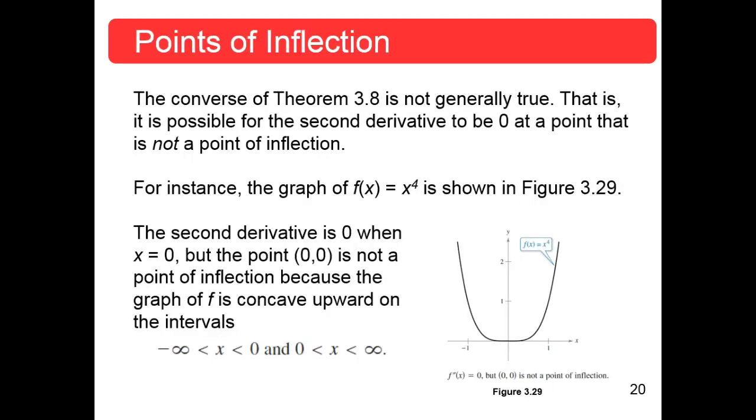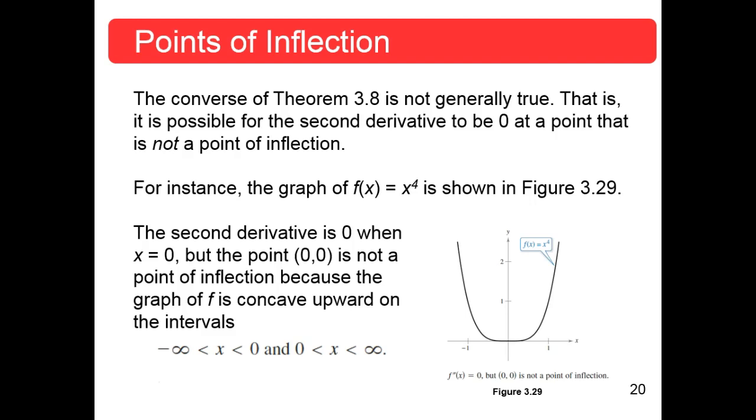Now, as I pointed out when we had it, the converse of theorem 3.8 is not generally true. Just because you have a second derivative equals 0 or a place where it doesn't exist, that does not mean that those are points of inflection. Just like we saw in the last thing, just because you have the first derivative equals 0 didn't give you an extreme value. Same deal here. For instance, here's a graph of f of x equals x to the fourth. It looks a lot like a parabola, only it's flatter near 0 and steeper outside plus or minus 1.